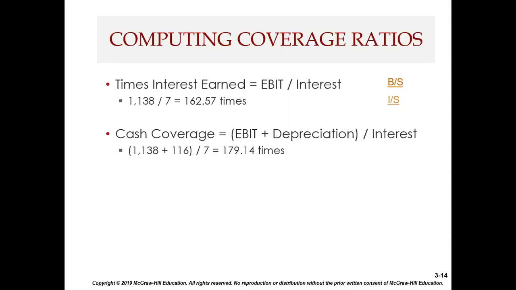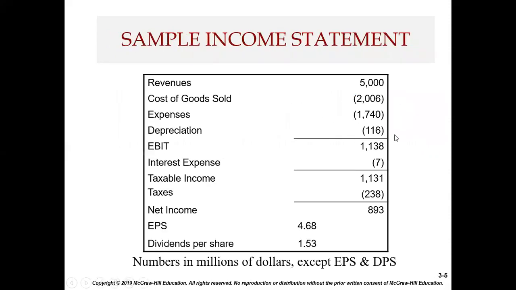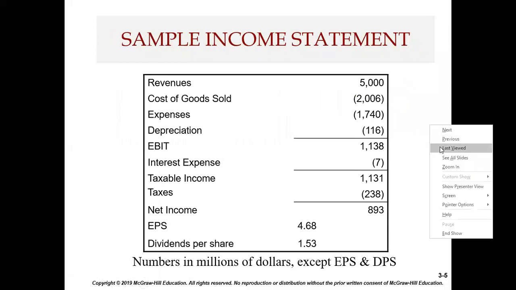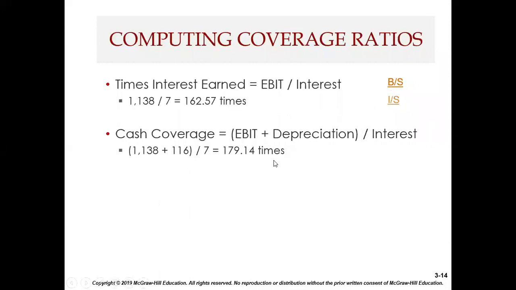Again, the earnings before interest and taxes, 1,138. The amount of depreciation, I'll go back over to the income statement here. Right here, the amount of depreciation is 116. There's our interest expense. And we complete the calculation. So we're able to pay interest from the cash component of earnings 179 times. And when I say we, I mean the company, of course. So this is showing how well the company can handle the interest portion of long-term debt.